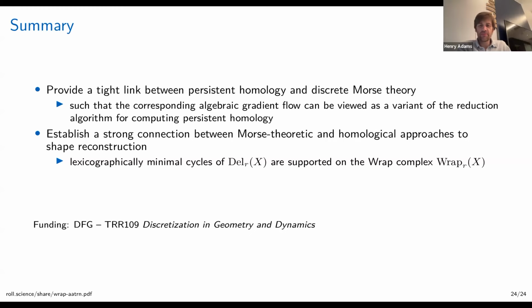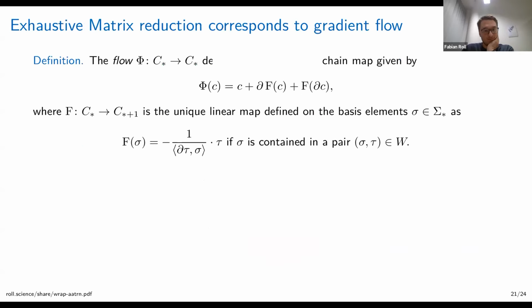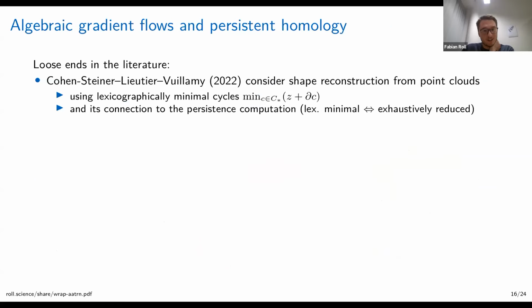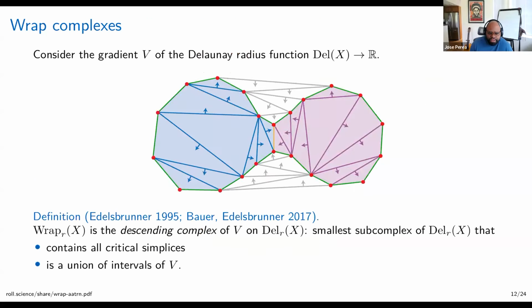Any final questions? Maybe one. How is the wrap complex computed in practice? That's difficult, but I guess you would follow the recipe in your definition. I don't know how you would do this in a clever way, but I would do this by computing the Delaunay gradient, and then basically following the procedure I explained before.